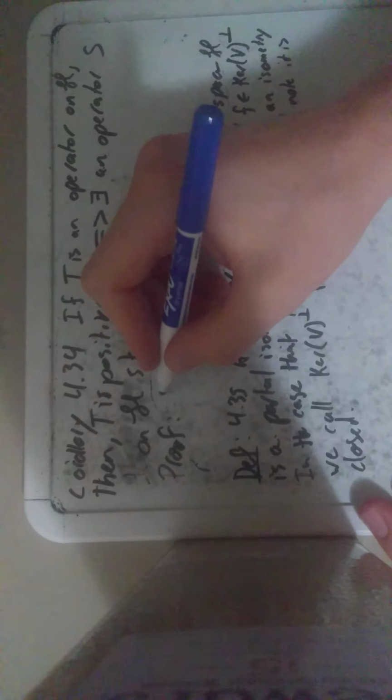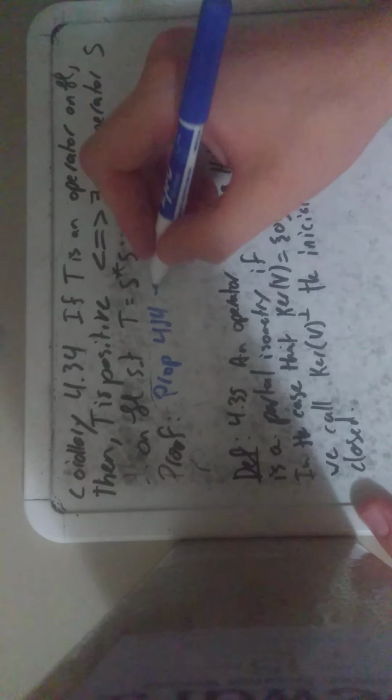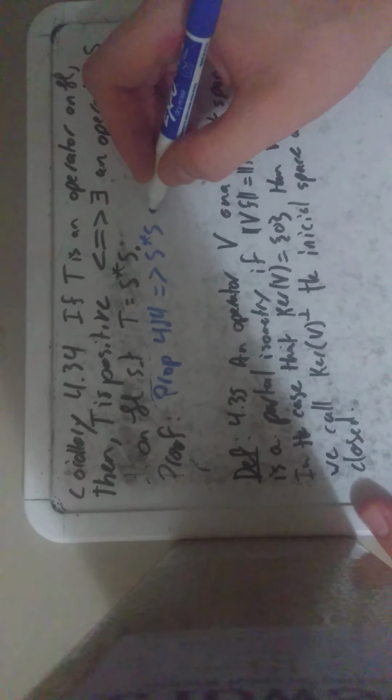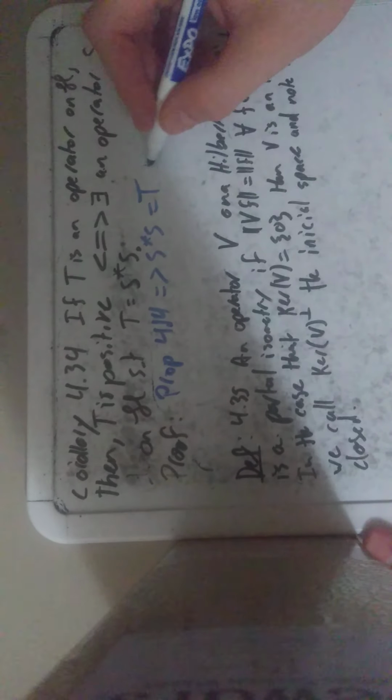Next, we're going to take on corollary 4.34. If T is an operator on H, then T is positive if and only if there exists an operator S on H such that T is equal to the adjoint of S times S. Now, going in one direction, it's obvious because of proposition 4.14, which tells us that S star S is positive. So if it's equal to T, then T is positive.